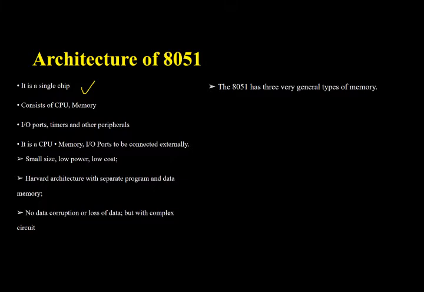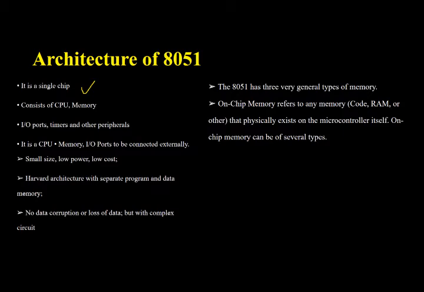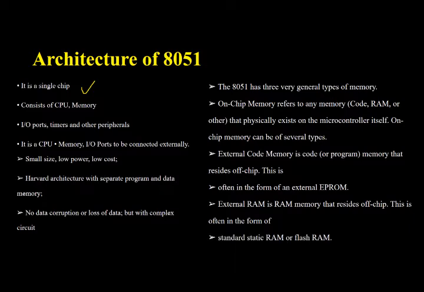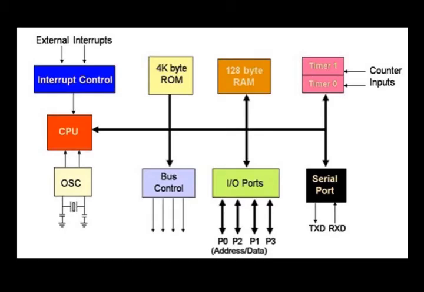And there are 3 different general types of memory you have: internal memory, external data memory, and special access to SFR. So that is important: internal memory, external memory and SFR. So you have on-chip memory access, external code memory, and you also have external RAM. So this is how it has been classified. And this is an architecture. The current picture on your screen is the architecture of 8051.